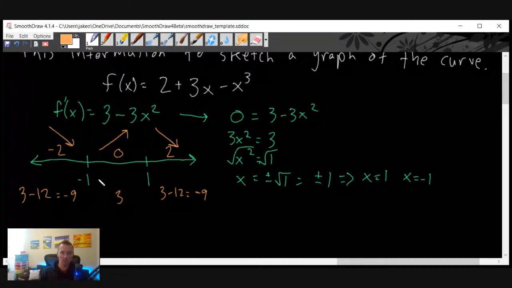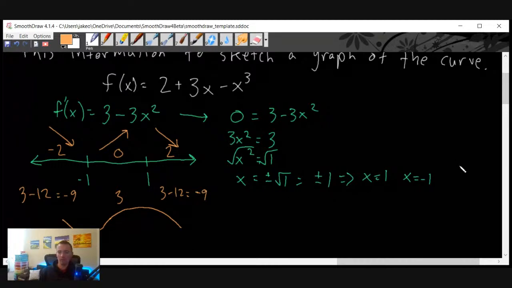So we can see that we have a critical number, or a critical point basically, at x equals -1 and at x equals 1. And that x equals -1 is going to be a minimum because we're decreasing to the left, increasing to the right. X equals +1 is going to be a maximum because we're increasing to the left and decreasing to the right.